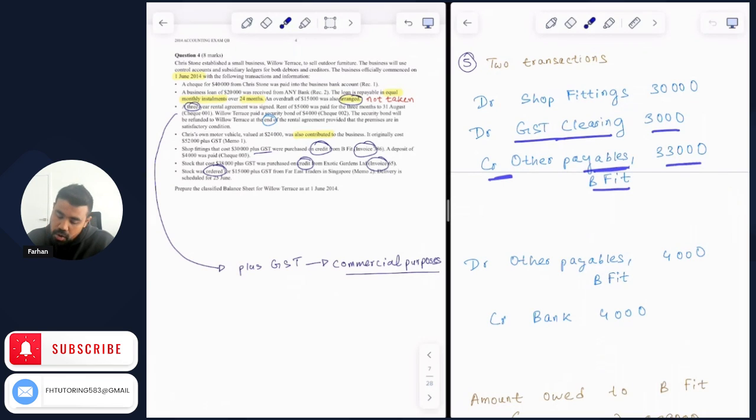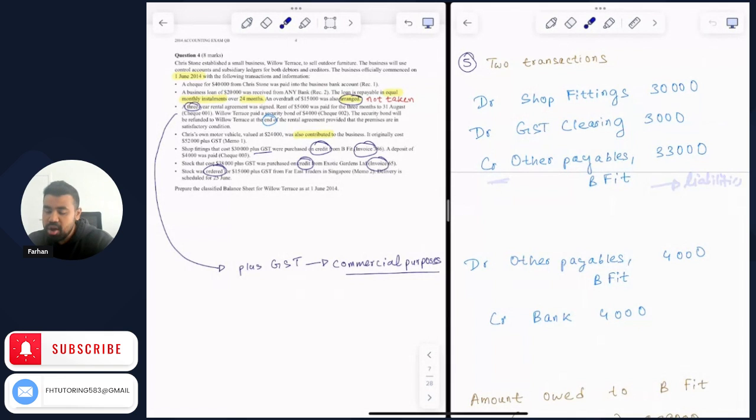So the first journal entry says that assets are going up. The second journal entry says that liabilities are going down because we are debiting GST clearing. And the third journal entry says that liabilities are going up, mainly a current liability, which refers to other payables. You have to be very specific when you use this in the balance sheet. You need to mention other payables BFIT if you want to get the full marks.